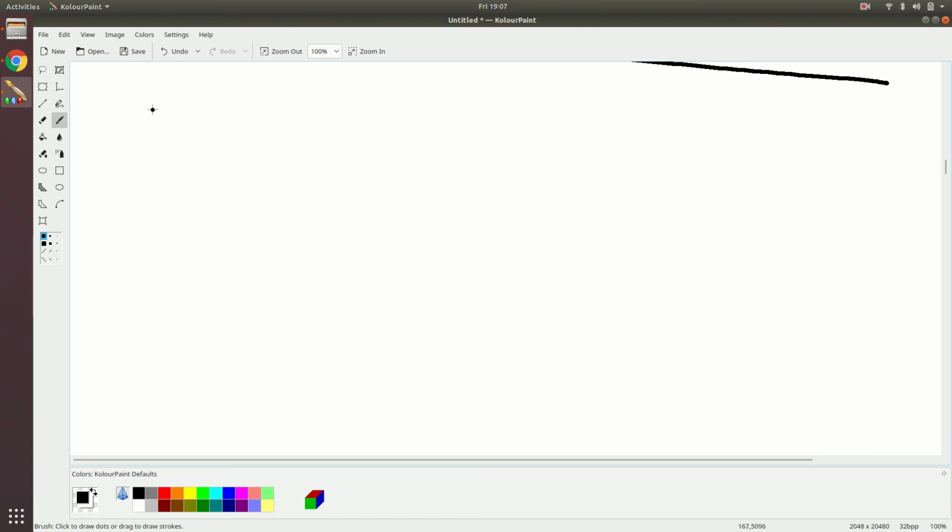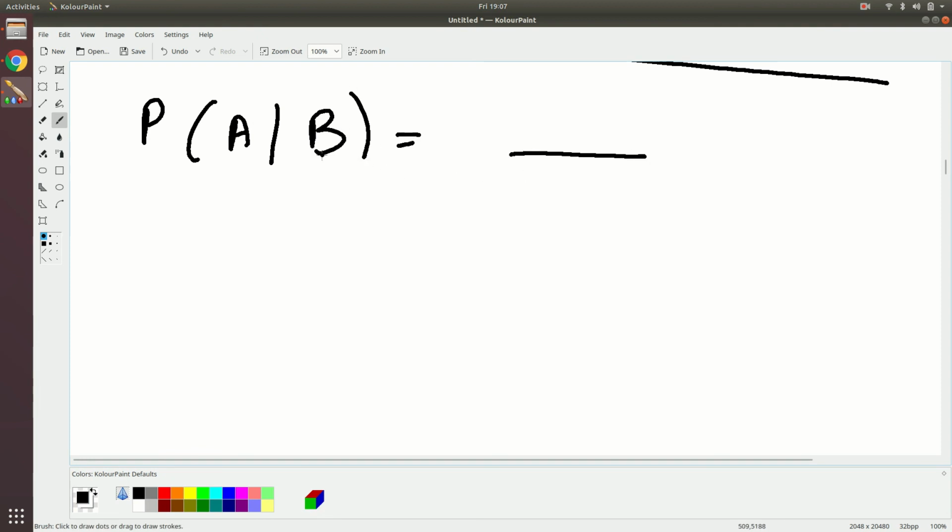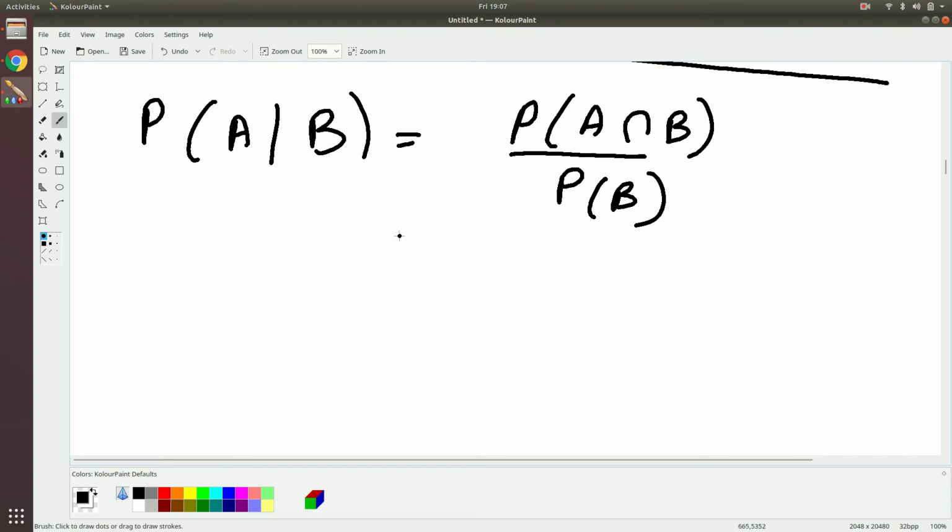So I will give you a method to remember this formula. If you are supposed to compute P of A given B, whatever comes on the other side of given, put it in the denominator, and the numerator will be A intersection B. So this is the way in which you can memorize the formula, but the idea is already there.